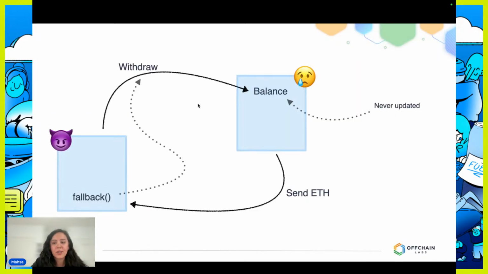I just put a simple visual for you so that it's clear. The attacker withdraws from the victim contract. Here, the balance never gets updated, and so it sends ETH. The fallback gets triggered because it's receiving ETH without any call data, and there's no receive function in the contract. So when fallback gets triggered, again, it calls the withdrawal. This loop goes on indefinitely until the victim contract gets drained.